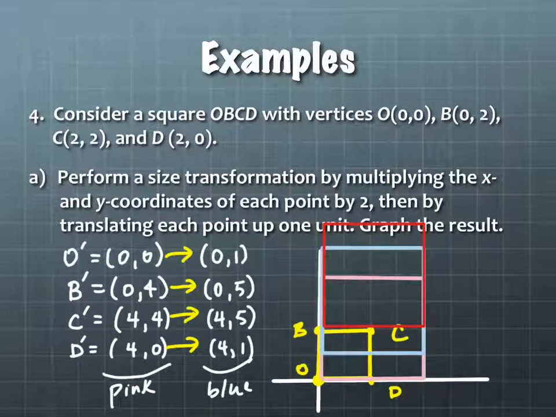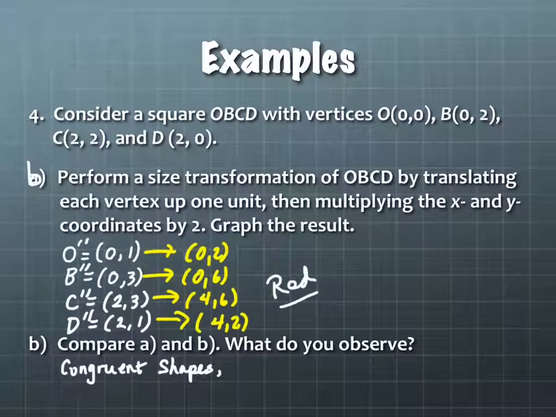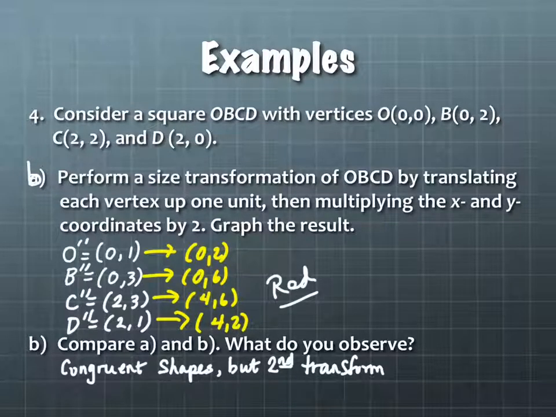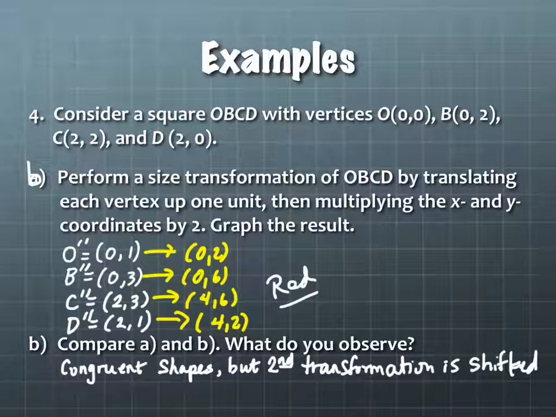Oh, okay. So translate out 1. It is up 1, right? The difference is that one of them's shifted up just a little bit higher. So they're congruent shapes, but you can call it the red one or the second one. The second transformation is shifted up 1. From the first.